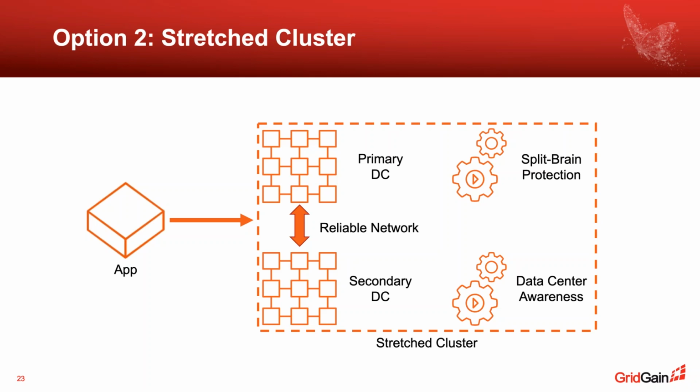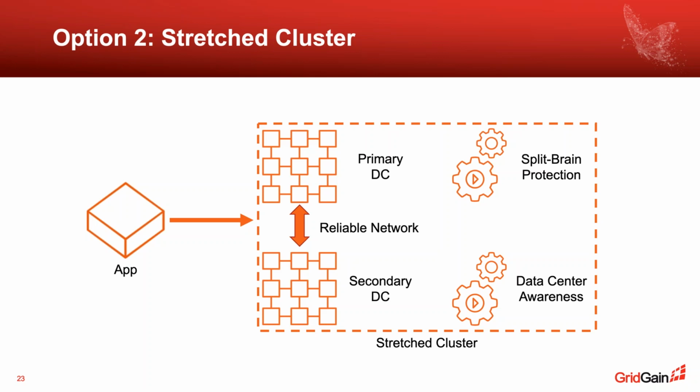And finally, you need your cluster to be actually aware that it is running in two data centers, because it needs to split the data, to distribute the data evenly between the data centers, so that when you lose one data center, you still have all copies of all of your data, of all parts of your data.